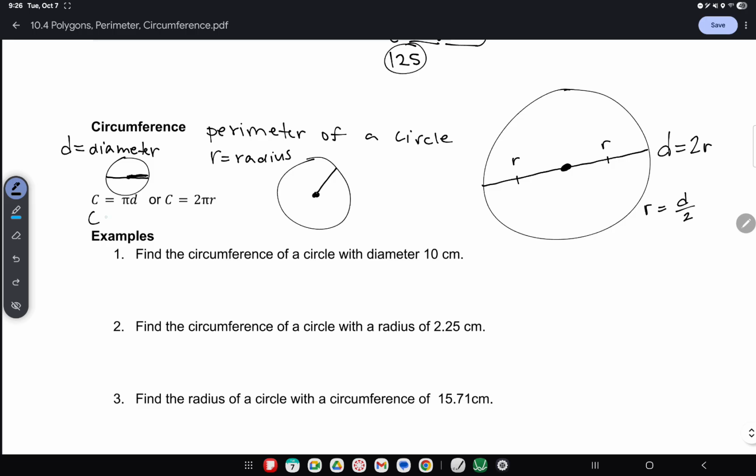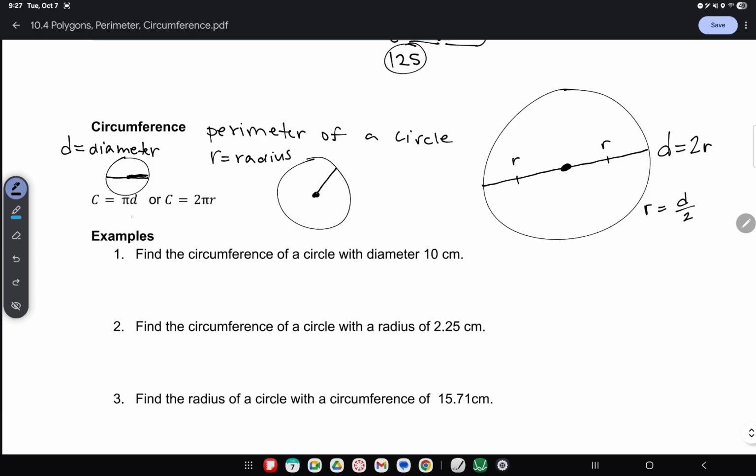Because if I substituted, instead of saying 2 times the radius, well, the radius is half of the diameter. And this 2 and this 2 would cancel out. So I'm left with pi times the diameter. So we can use these formulas interchangeably.